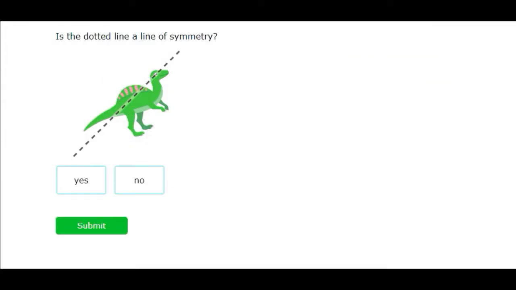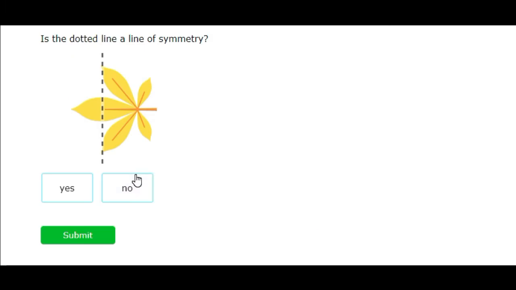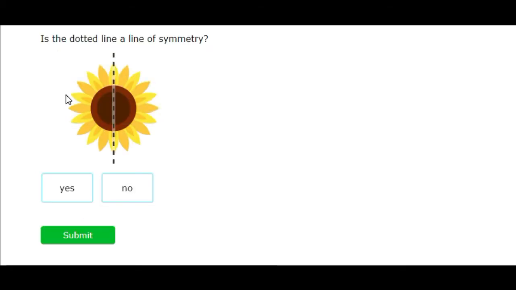Is the dotted line a line of symmetry? No, it is not a line of symmetry because it does not fold the figure into 2 congruent parts that match exactly. So that dotted line is not a line of symmetry. Another example: is the dotted line a line of symmetry? That line is not a line of symmetry because that line does not fold the shape into 2 congruent parts that match exactly. Another example: is the dotted line a line of symmetry? Yes, it's a line of symmetry because it folds the figure into 2 congruent parts.